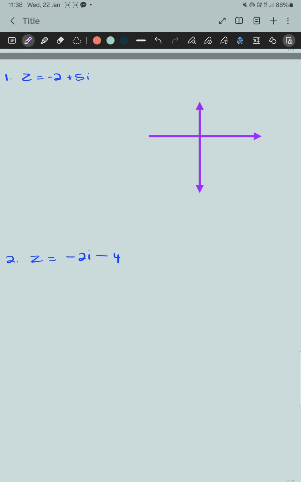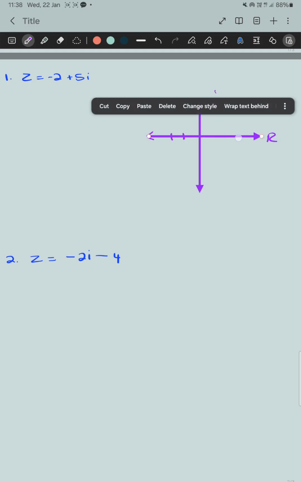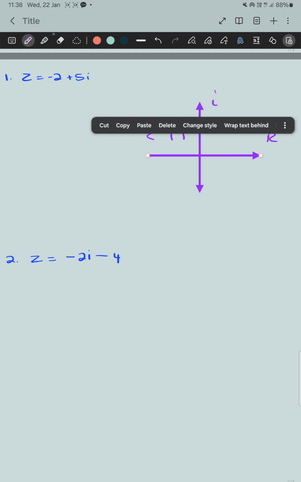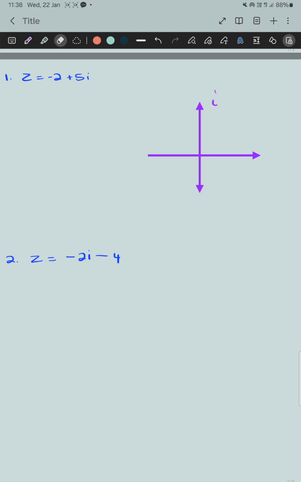It's fine. My Argand diagram is going to be 2 units left, 5 units up. Okay, I have to take this down a bit. All right, apologies. So it's going to be 2 units left, 5 units up. So it's going to be in quadrant number 2.